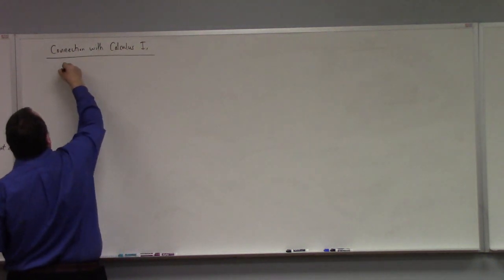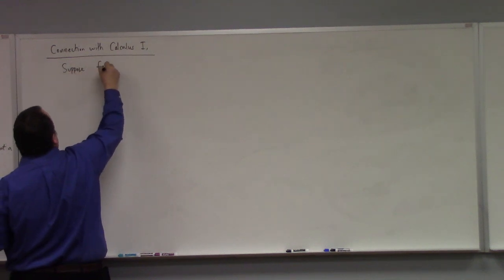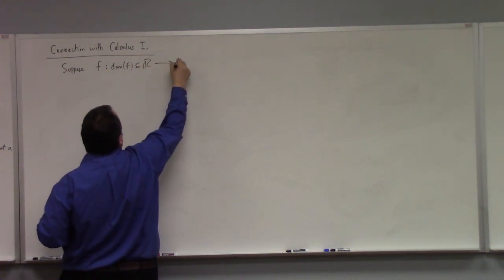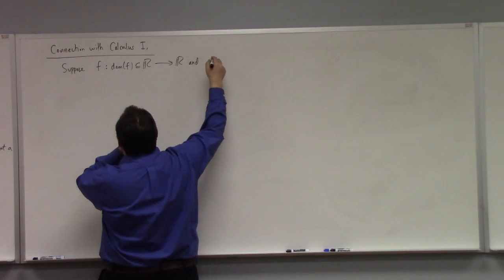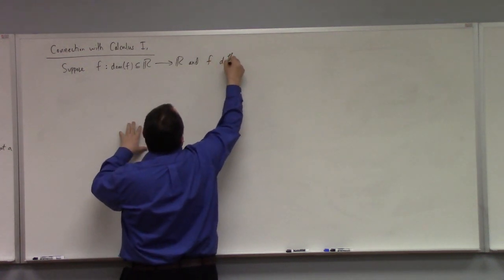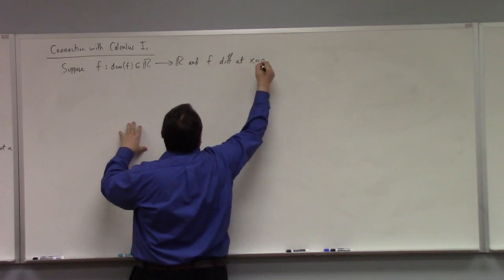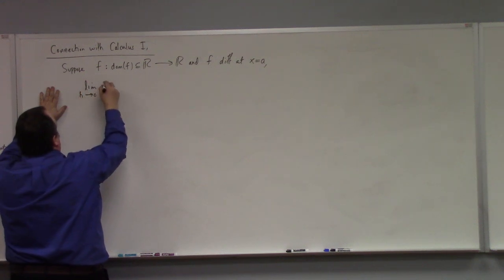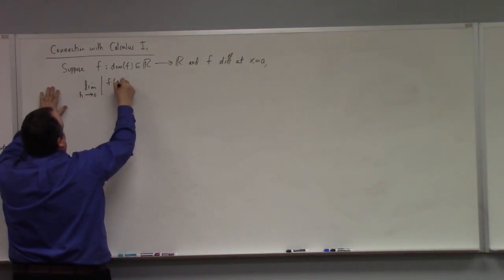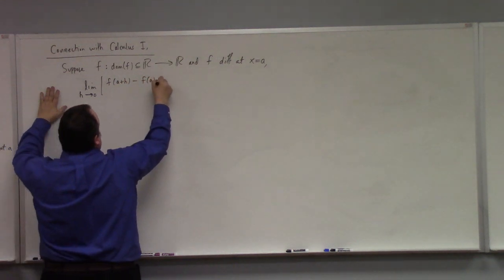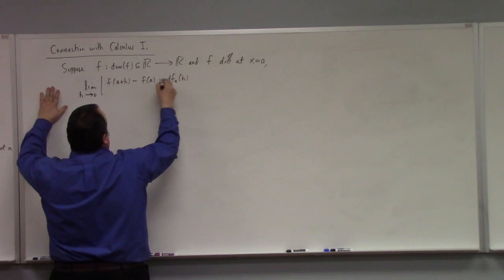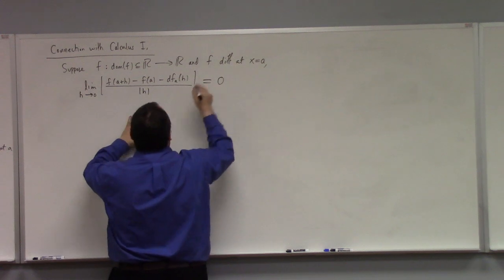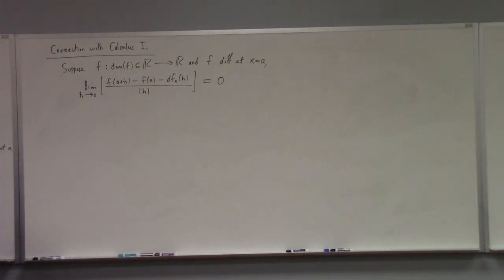So, suppose f is a mapping from, say, the domain of f, a subset of the reals, to the reals. And f is differentiable at, let's say, x equals a. Then we're given that the limit as h goes to 0 of (f(a+h) - f(a) - df_a(h)) divided by the absolute value of h is equal to 0. That's what it means in the Frechet sense.